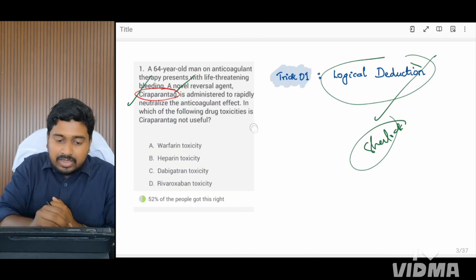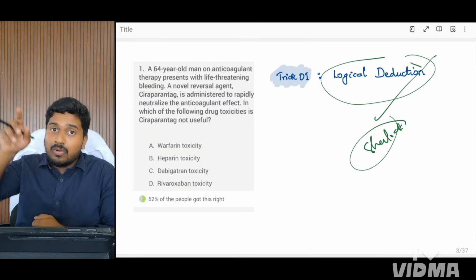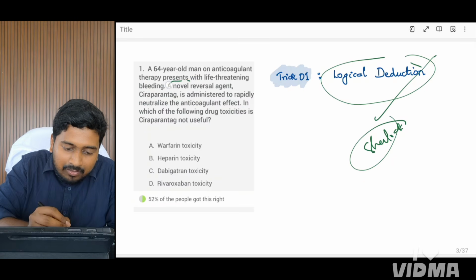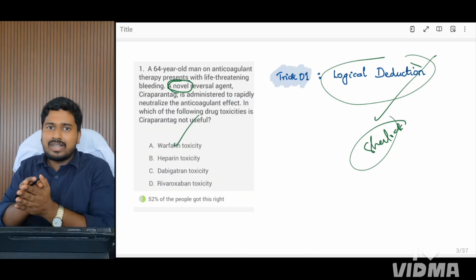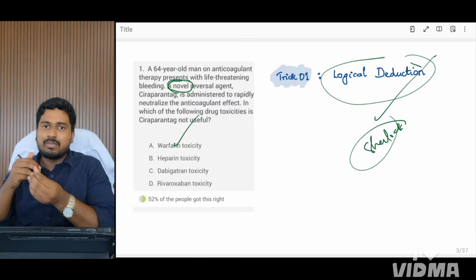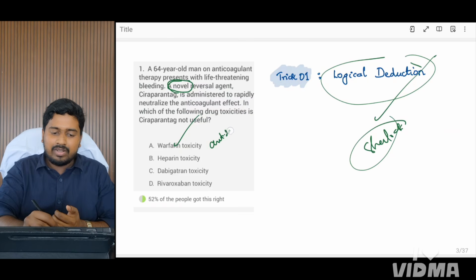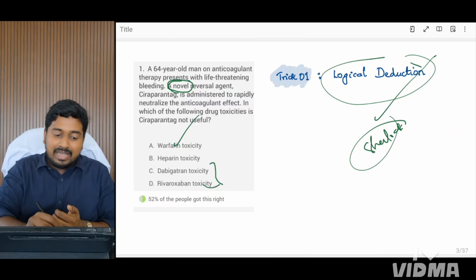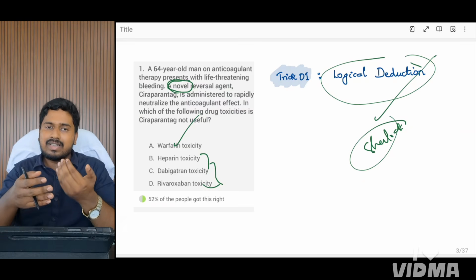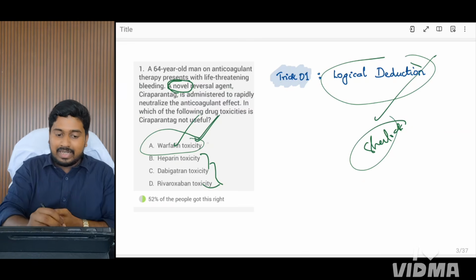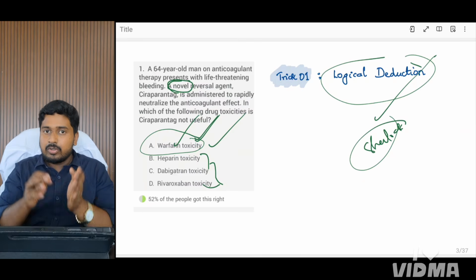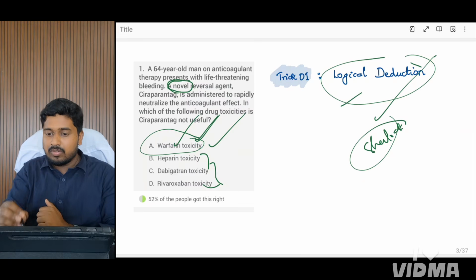And what is asked in the question? If you note, in the whole question there is one keyword which is very significant, that is novel reversal agent. Warfarin is not a new drug. It doesn't need a new reversal agent because we already have an antidote for it. We have vitamin K. But for dabigatran, rivaroxaban, and heparin, maybe there is always something new coming up. So the most likely answer seems to be warfarin, and that was actually the answer. So you are logically ruling out some options. This is known as logical deduction.